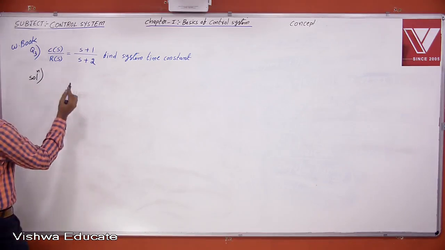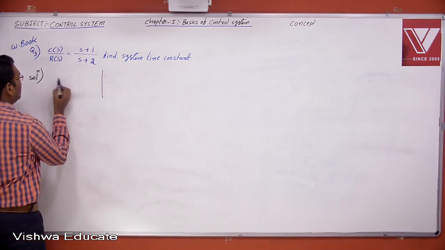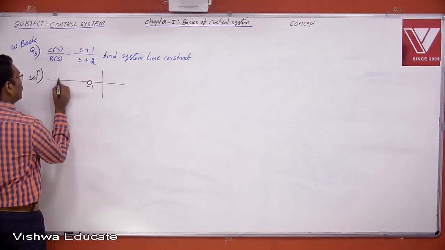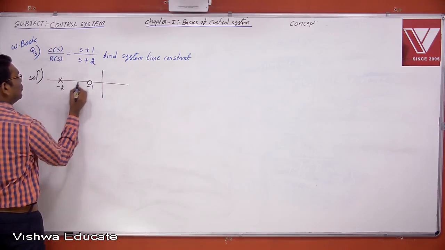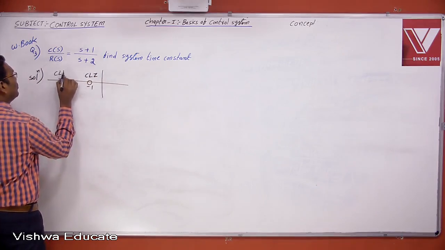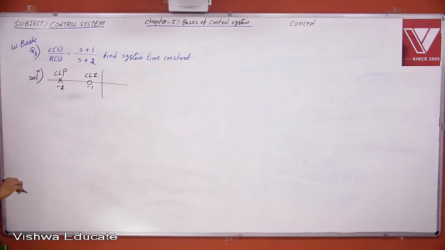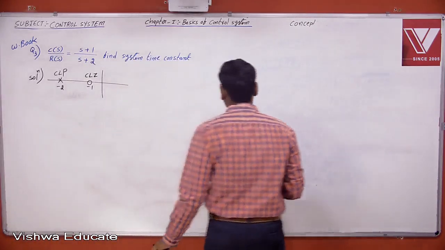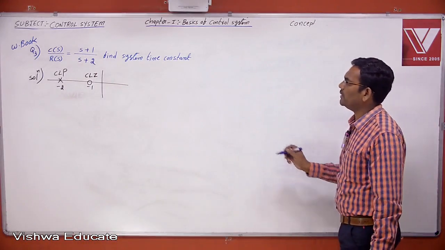now what is given? The given one is the closed loop control system. Therefore, this is the closed loop zero and this is the closed loop pole. Why not? One closed loop zero, one closed loop pole. Then what I am saying here is, I want to give one small concept here.